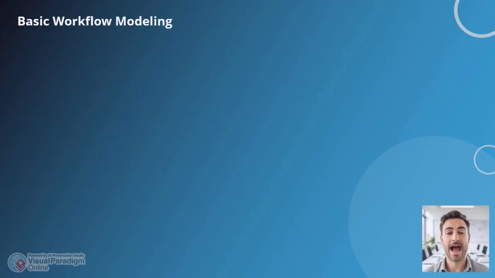Let us explore how to model simple workflows using basic activity diagram elements. We start with a word processor example to understand sequential actions and decision points.